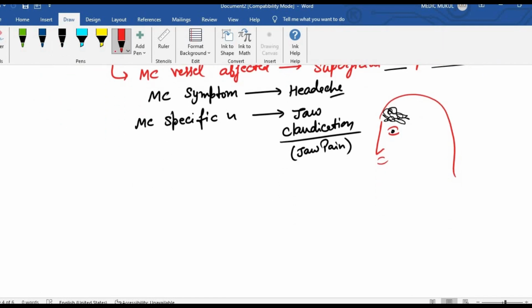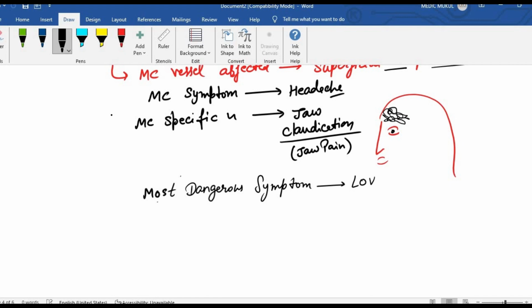Then we have the most dangerous symptom. Which is the most dangerous symptom we can see in this patient? That is loss of vision. This eye will be gone. Not the full eye, but vision will be lost. So the patient will try to fall, but vision is gone. That is the most dangerous symptom. And if we are seeing a temporal arteritis patient who is having decreasing vision, then the treatment we need to give is steroids, stat.